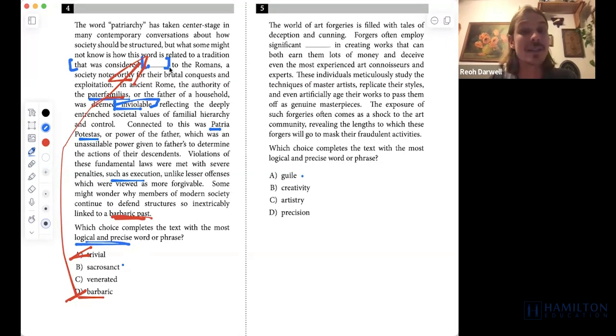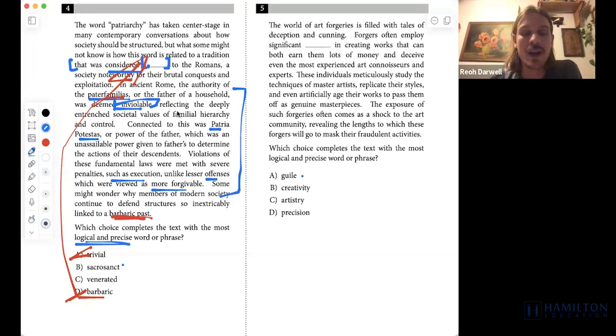We don't say that was considered venerated. You would just say a tradition that was venerated. This considered is something that is weird there. Now, something that is sacrosanct is something that is unable to be interfered with. It is seen at the ultimate pinnacle, something that you cannot touch. This law could not be touched. Other offenses might be forgivable, other offenses might be something that we can handle, but violating this one is a no-go.